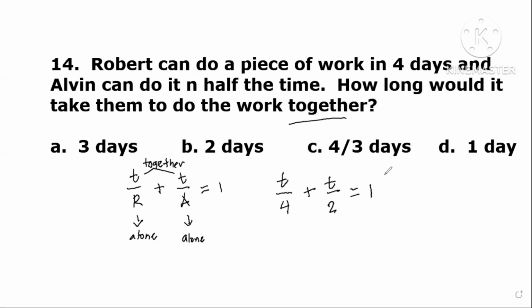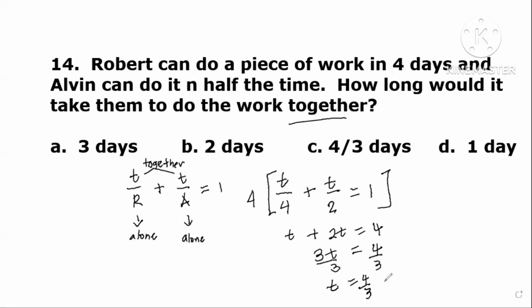So, again, this is a rational equation. Multiply natin by the LCD, which is 4. So, this is equal to T plus 4 times T over 2 is 2T equals 4. Okay? So, T plus 2T is 3T equals 4. Divide both sides by 3. Therefore, T is 4 over 3 days or 1 and 1/3 days, no? So, the correct answer is letter C. Okay?